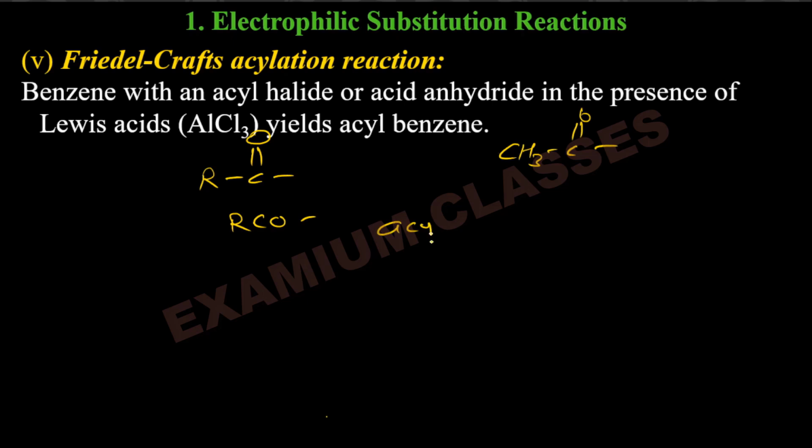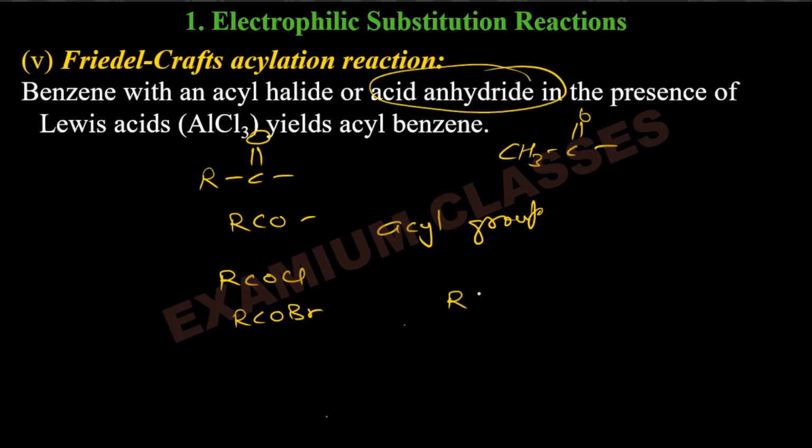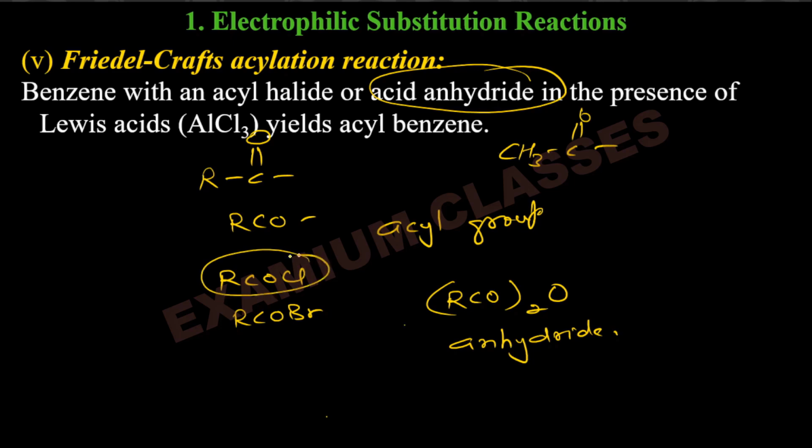RCO is the acyl group. So if you have RCOCl, it is acyl chloride. If you have RCOBr, it is acyl bromide. So acyl halide, for example, here in this case. Or it can be done by acid anhydride also. Anhydrides have the formula RCO whole twice O, means there is again an acyl group. So this is the anhydride formula. So either we can use acyl halides or acid anhydride. In both cases, the acyl group will replace hydrogen and we will get acyl benzene.